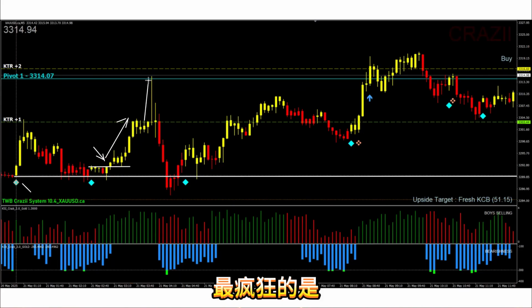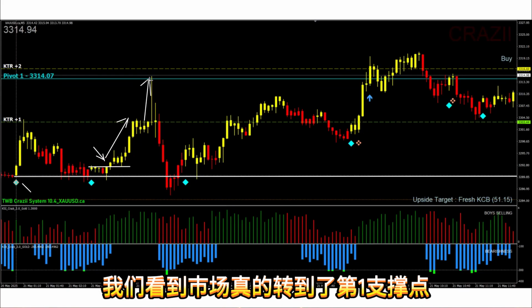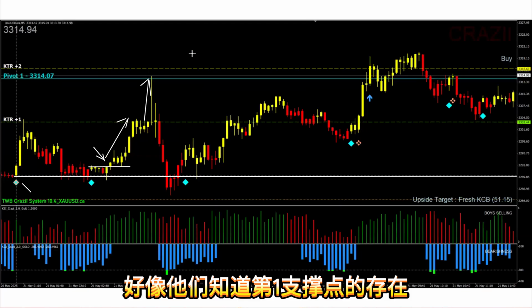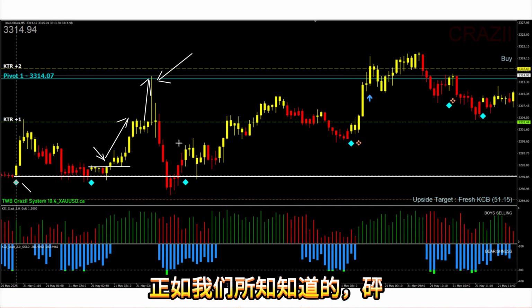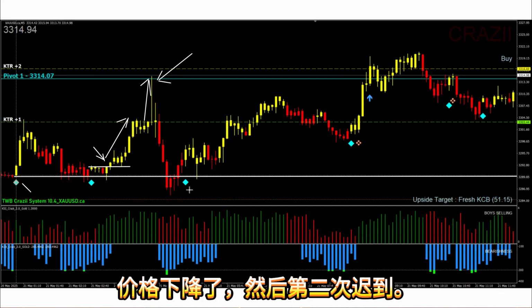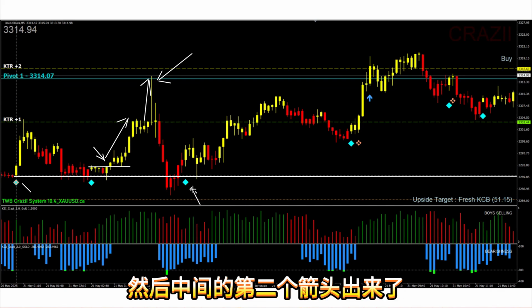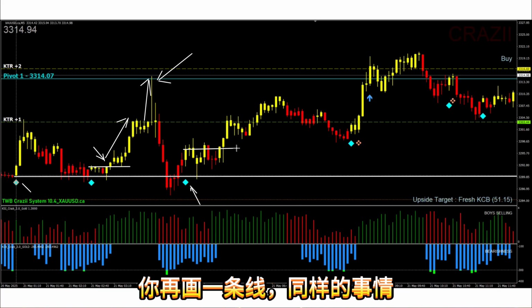And the crazy part, we saw the market really go to pivot 1 as if it knows pivot 1 exists. And then when the market hit pivot 1, it couldn't go up, there's a reversal as we know, bang, the price comes down. Then secondly, the second arrow in the way comes out, you draw the line, and same thing again.